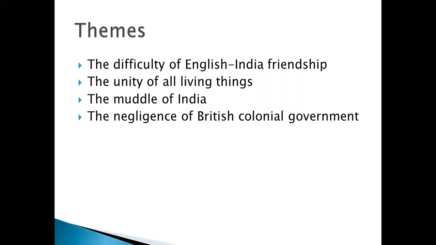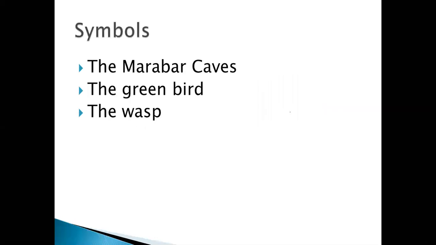Then after themes, symbols. Symbols, as I have already told you, play a very significant role in literature, especially in fiction or novels. Through symbols, we understand many things indirectly. Here you will find caves as symbols. The Marabar Caves are very famous here, and the incidents which take place over there between Dr. Aziz and a British lady are something exceptional, and this is where we understand the relationship between Indians and the English.